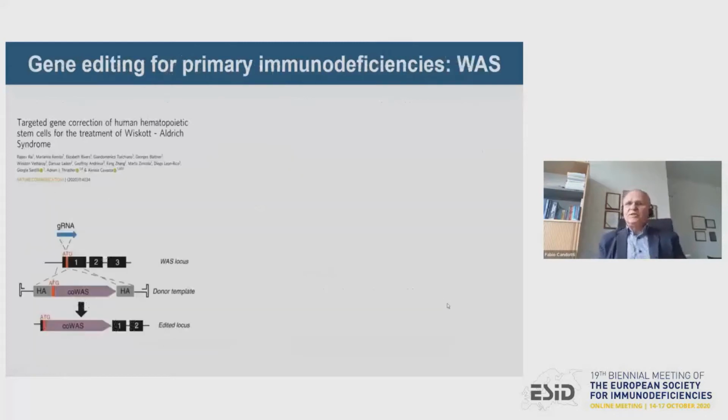Just briefly, I wanted to show you some results from a recent paper looking at the use of CRISPR-Cas-mediated homologous recombination for the Wiskott-Aldrich syndrome from the group of Adrian Thrasher and Alessia Cavazza. As you can see here, the strategy is to target with a guide RNA the region close to the ATG of the Wiskott-Aldrich syndrome protein gene locus, and to perform homologous recombination-mediated insertion of a codon-optimized Wiskott-Aldrich syndrome gene cDNA. At the end of the process, at the locus, we would have a codon-optimized cDNA sequence under the control of the endogenous promoter sequences.